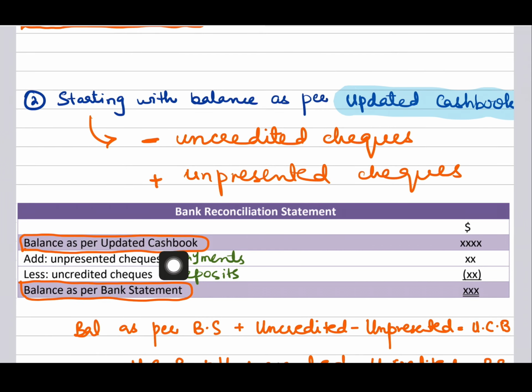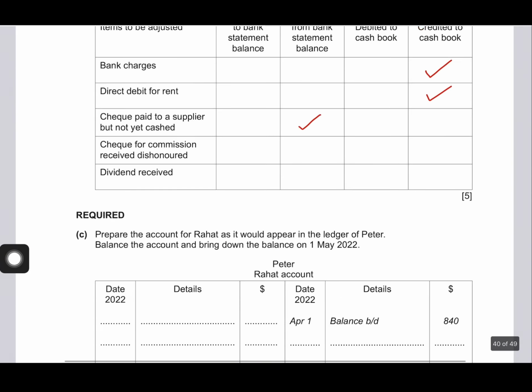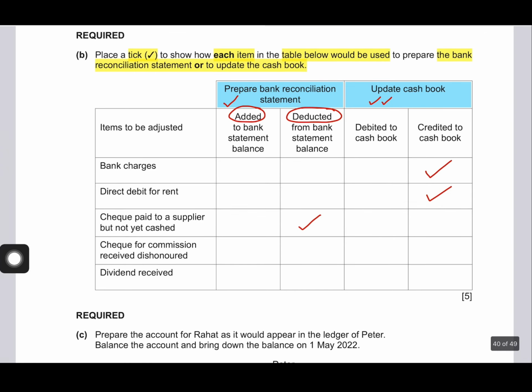This is the second way to prepare a bank reconciliation statement. If we start with updated cash book balance, we add unpresented, we subtract uncredited so that we arrive at bank statement balance. But the question has already told us that we are starting with the balance as per bank statement. So uncredited would be added and unpresented would be subtracted. So it is important that you follow the question.